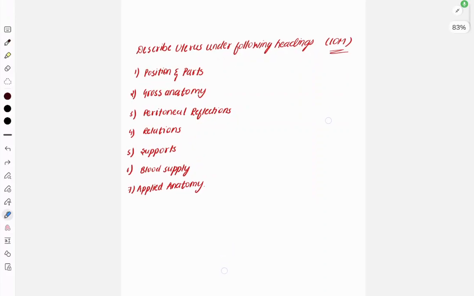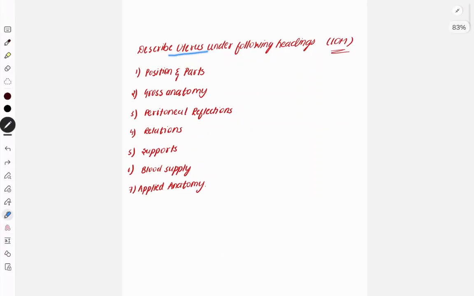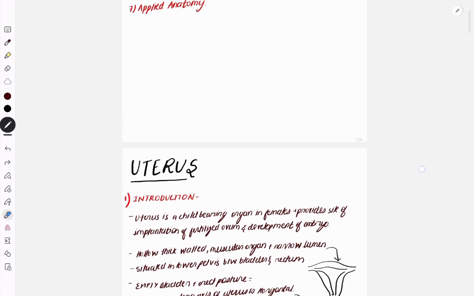Hello everyone. So today's topic of discussion is uterus, and this will be discussed under the following headings: positions and parts of uterus, gross anatomy, peritoneal reflections covering the uterus, relations, supports, blood supply, and lastly the applied anatomy of uterus.